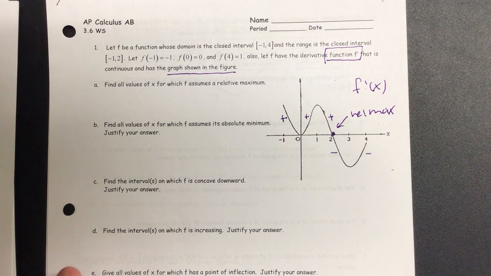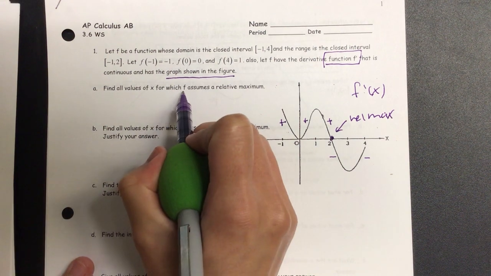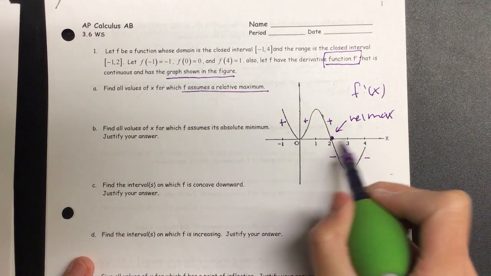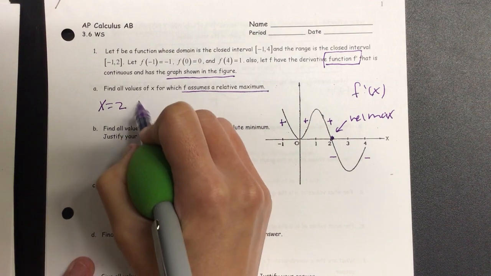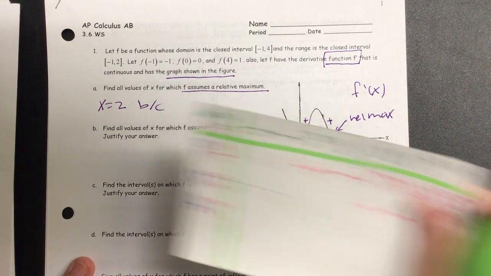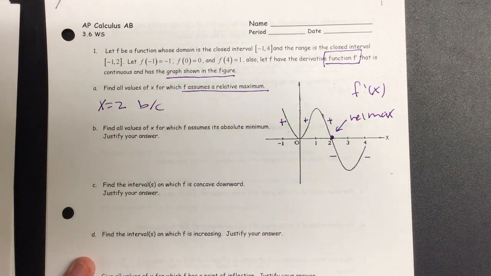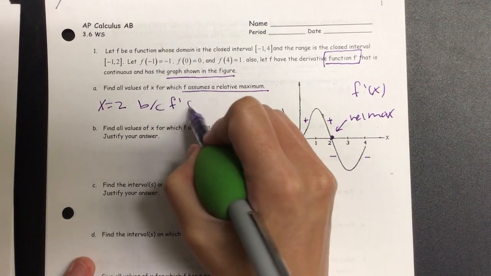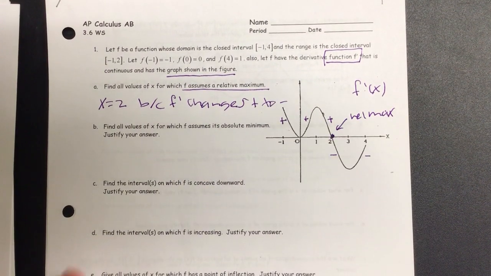So part A, Jack, let's read. Find all values of x for which f assumes a relative maximum. So we're looking for f to have a relative maximum. Didn't we already notate that? So what value of x? x equals 2. And the reasoning has to be, there is a relative max on f because f prime is going from positive to negative. That is because f prime changes from positive to negative. If you just say changes sign, you're not going to get full credit for it, because changing sign could start from anywhere.